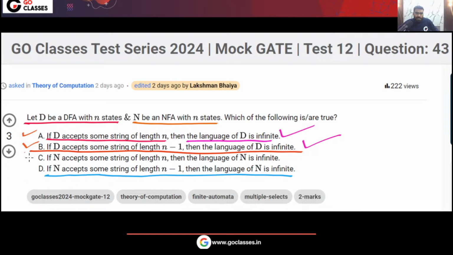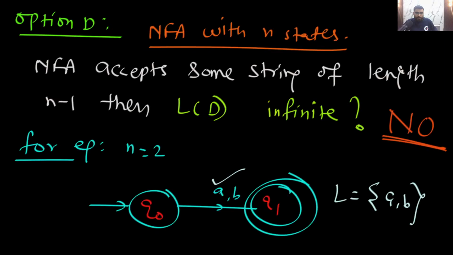So remember, in the case of NFA, this is wrong: if an NFA is accepting some string of length n-1, that does not guarantee that the language will be infinite. But even in the case of NFA, if the NFA is accepting some string of length n, then the language will be infinite. Let me give you the proof. The proof is quite simple. So let me give you the proof for option C.